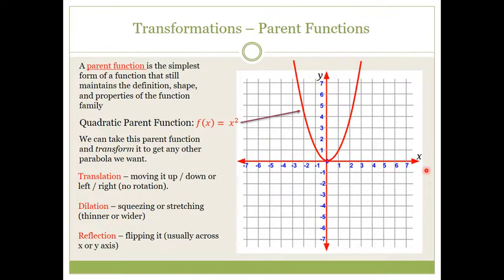There are 3 types of transformations that we'll be talking about. One is called a translation, and that just means moving it up or down or left and right, but no rotating. We can do what they call a dilation. That's where we do actually change the shape of it, but we stretch it or we squeeze it. We make it wider or thinner, but we don't add any curves or anything else to it. And the last thing we can do with a quadratic is reflect it. We can flip it over the x-axis or over the y-axis.